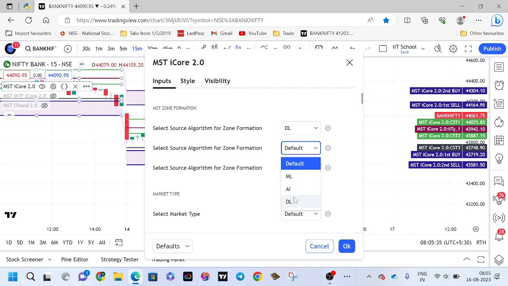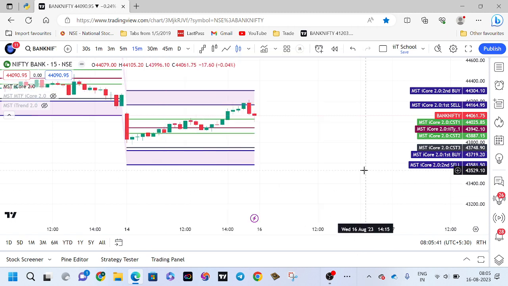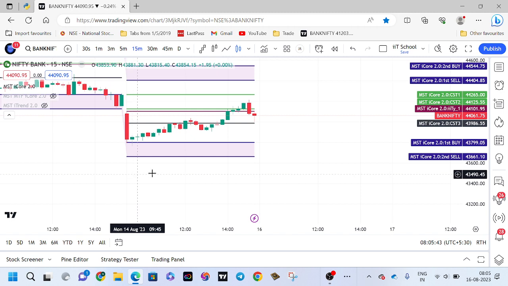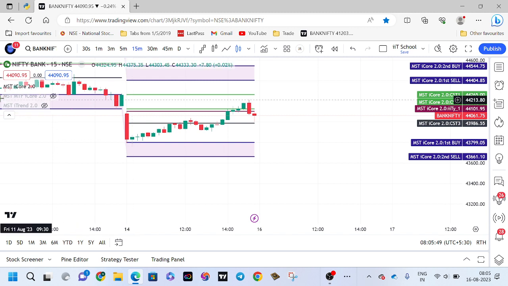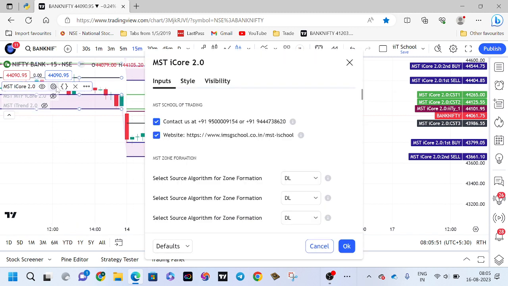If you are keeping DL, keep DL in all the three settings. So let us see what happened in the DL. See here, when you are keeping in DL, that is a deep learning algorithm, yesterday itself we got the buy entry here. Yesterday we got the buy entry.